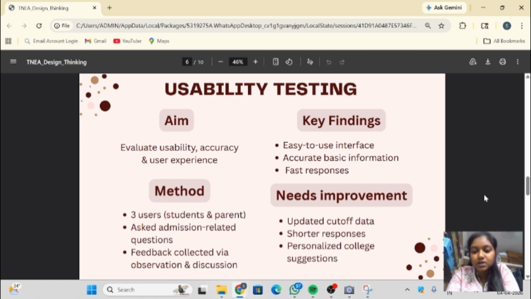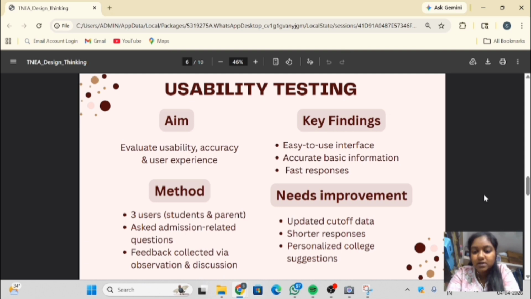Most users reported that the system was easy to use and helpful for understanding the counseling process. They also appreciated the quick response time and the ability to ask questions directly instead of searching through multiple web pages. However, the users also suggested some improvements, such as including updated cutoff information for engineering colleges, providing shorter and more concise responses, and adding more personalized college recommendations based on the student marks.